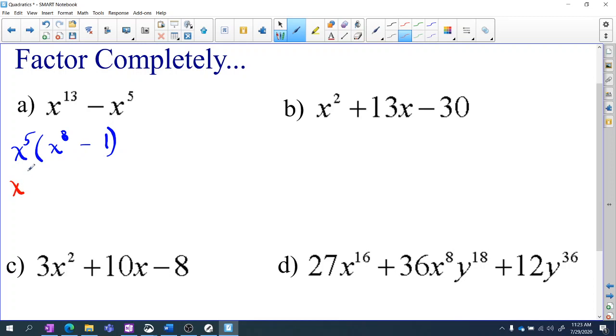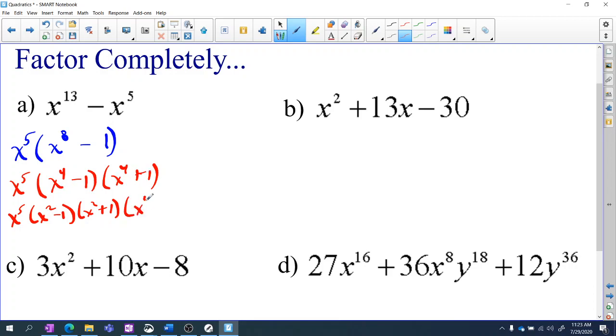X to the 5th is going to stay as it is. Difference of squares. X to the 4th, subtract 1. X to the 4th plus 1. Uh-oh, still difference of squares. Keep going. X to the 5th, x squared, subtract 1. X squared plus 1, so that's difference of squares on this one. Now this is sum of squares, so that doesn't factor.